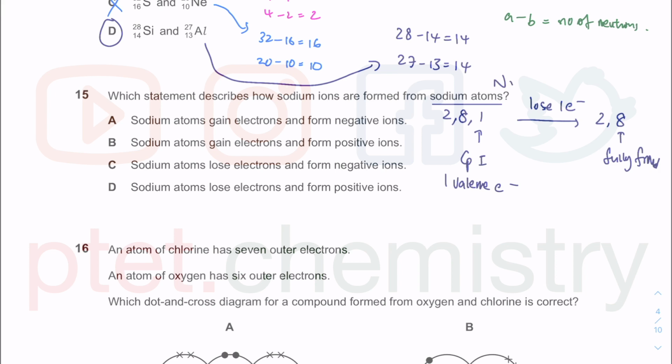Now this becomes fully filled. Just now you had a sodium atom. Now you have a sodium ion with a +1 charge because you already lost 1 electron. So gaining an electron is wrong, losing an electron is correct, and you form positive ions, Na+. These ion formulas, you gotta know them because they're very important for the next part of the topic.